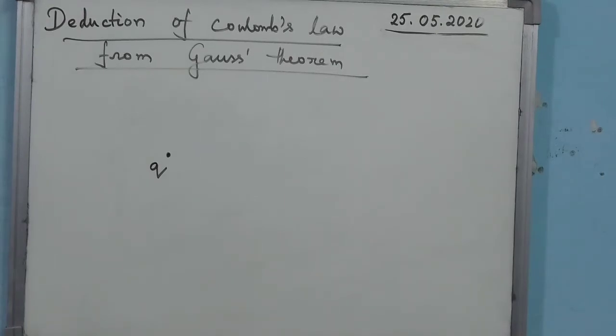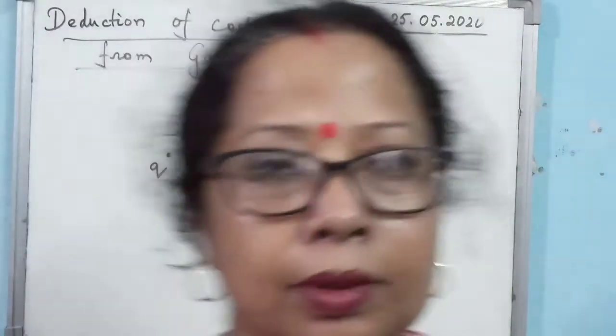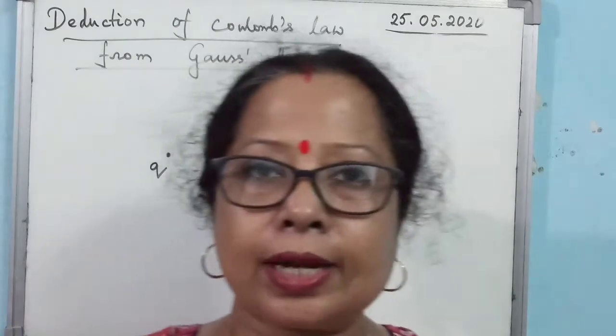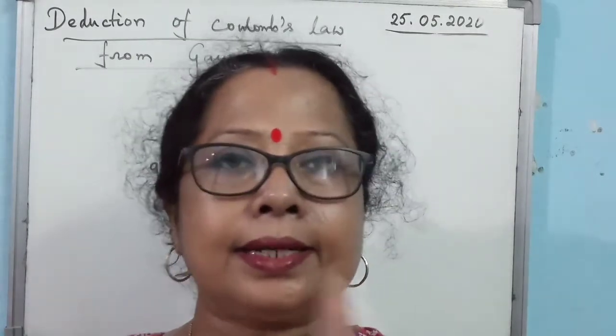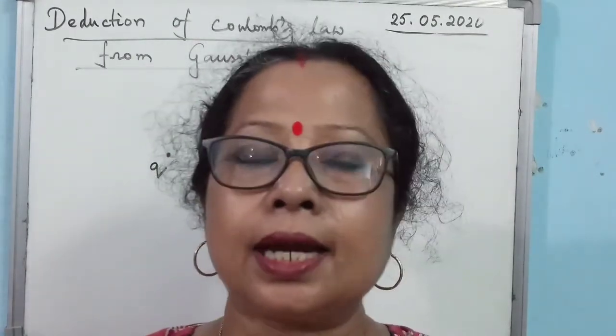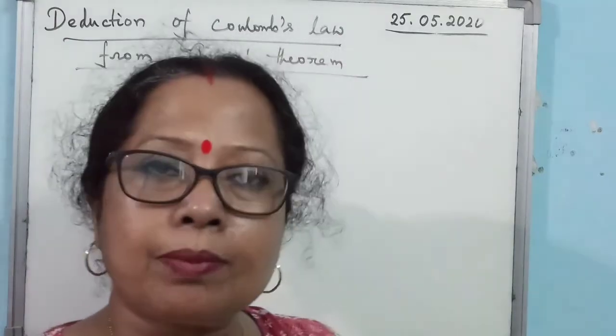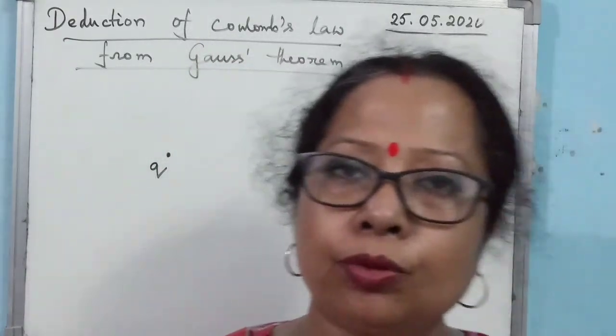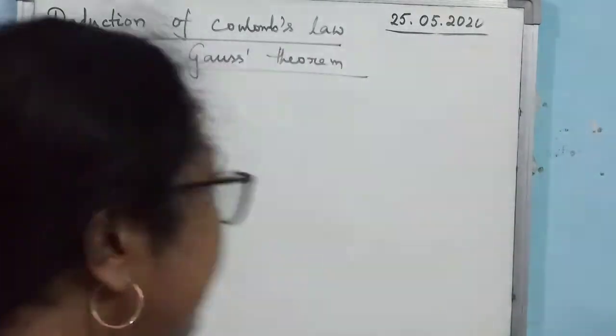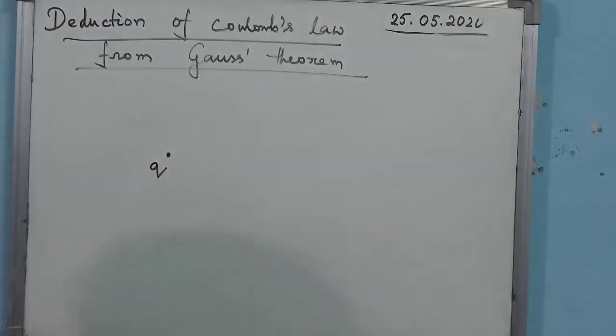Now we can deduce Coulomb's law from Gauss's theorem. What is Coulomb's law? If there is a point charge, then at a certain distance, if you keep another charge, the force experienced is given by 1 by 4 pi epsilon naught q1 q2 by r square. We can deduce it by using Gauss's theorem.